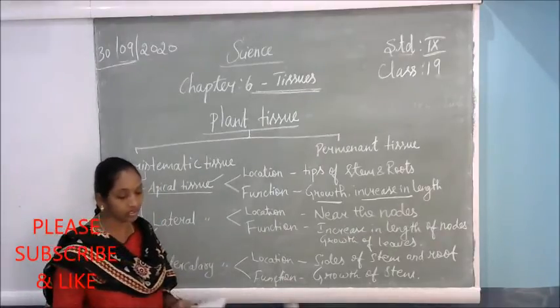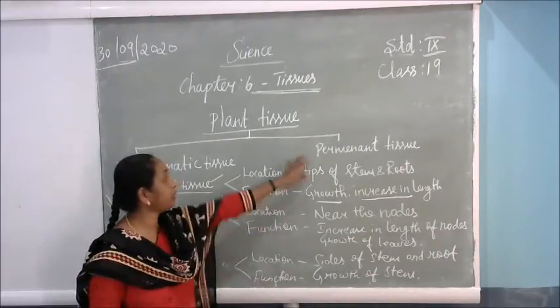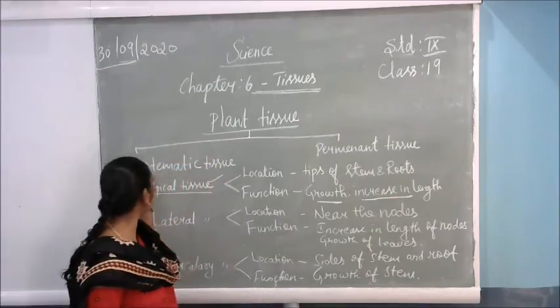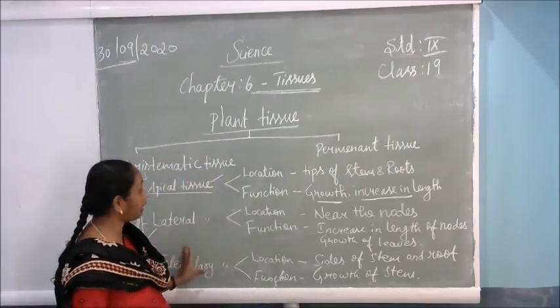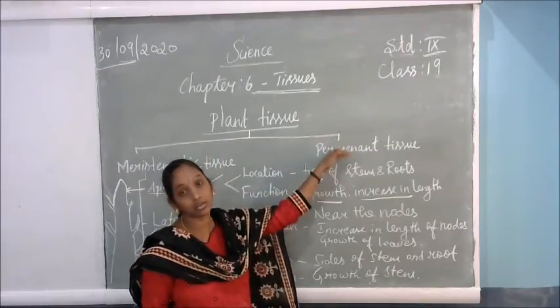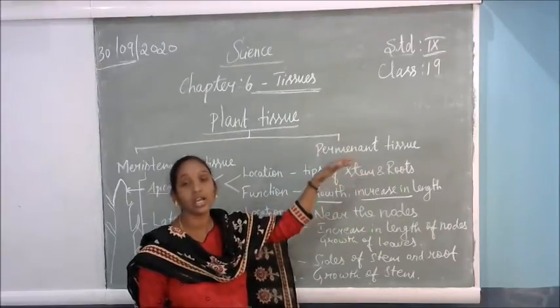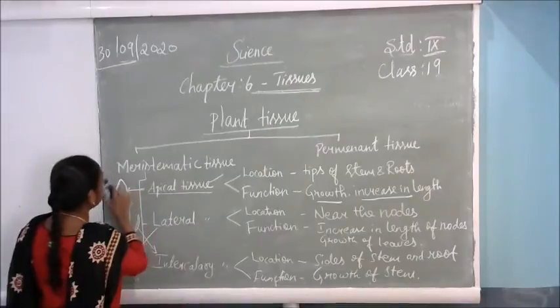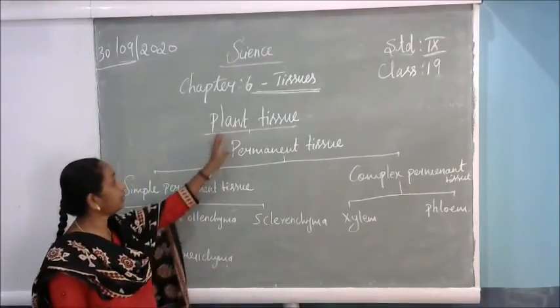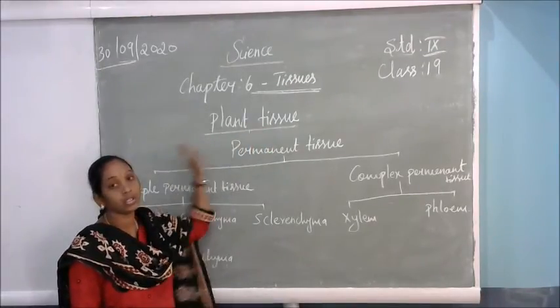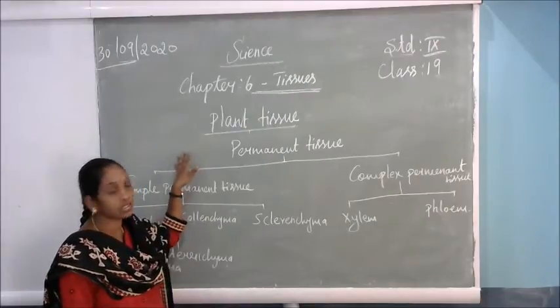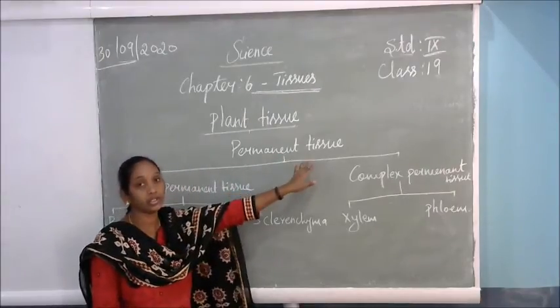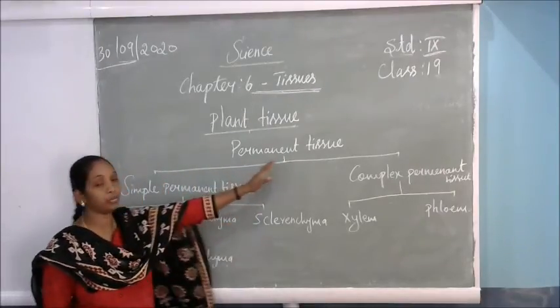So next is the permanent tissues. What is meant by permanent tissues? Just as the meristematic tissues are divided, the permanent tissues are also divided. Each one has locations and functions, which we are going to discuss now. We have discussed the meristematic tissues. Next is the permanent tissues.